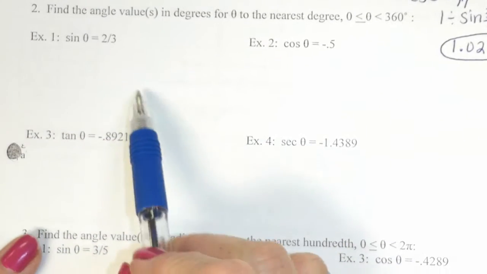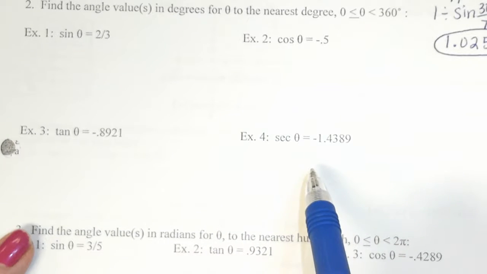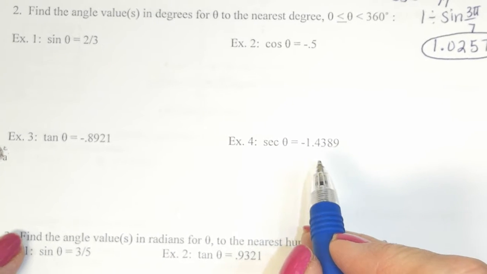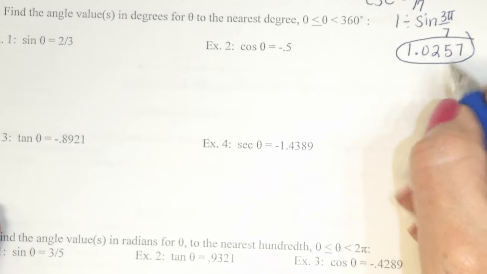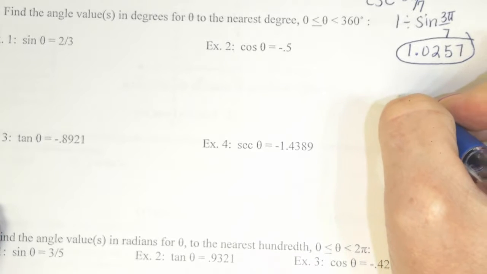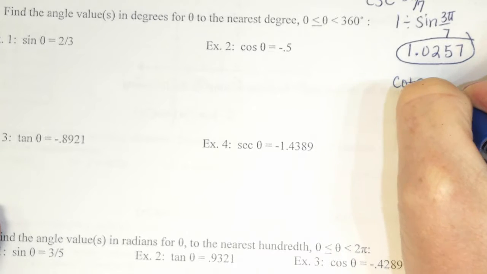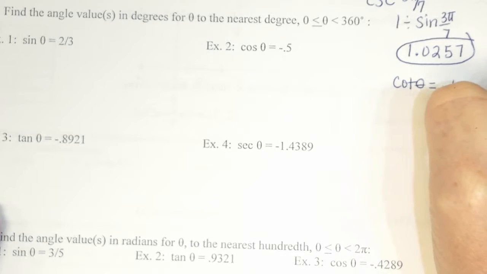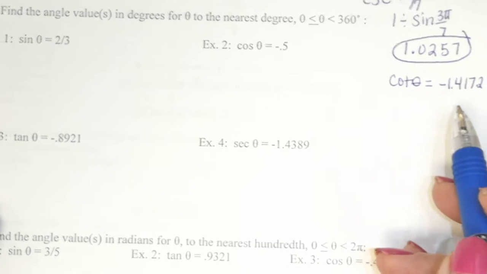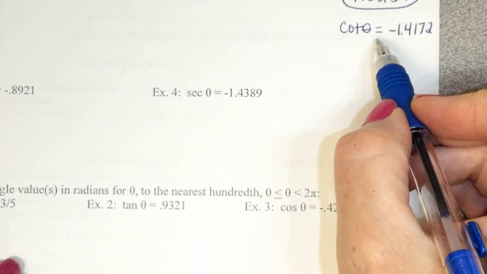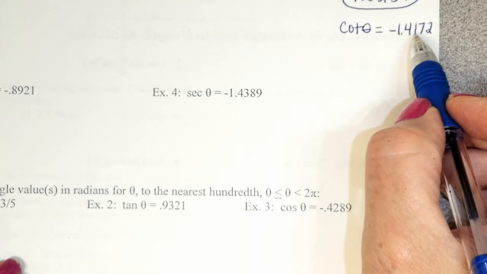Okay, this is what I just showed you in the warm-ups, but I'm now going to do a harder problem than the ones we did in the warm-ups. This is what we're going to do over here to the side. Same directions, but we're going to do cotangent theta equals negative 1.4172.